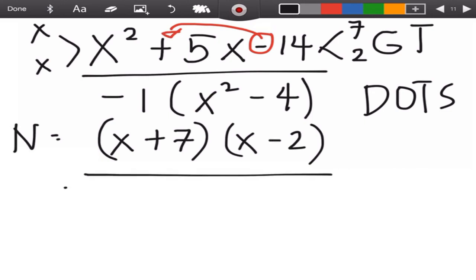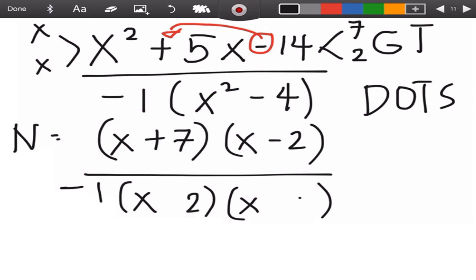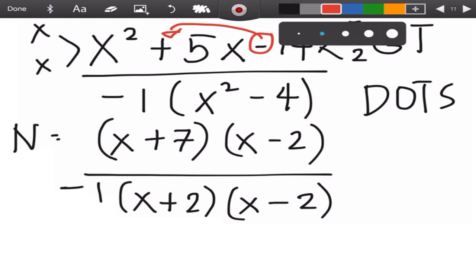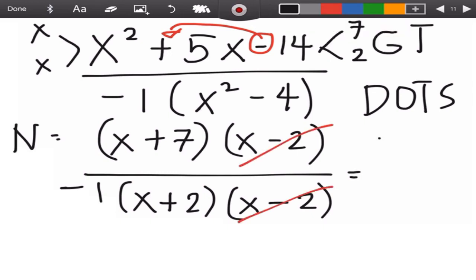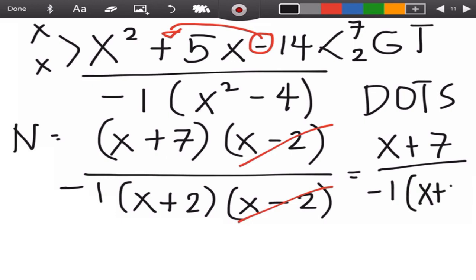Next, we will factor the denominator using difference of two squares. So the factors of x squared, x times x, and then the factors of 4, 2 times 2, and then we will use different signs, plus and minus. So what factor can be cancelled? We have x minus 2. And then we will write the final answer, x plus 7 over negative 1 times the quantity x plus 2.